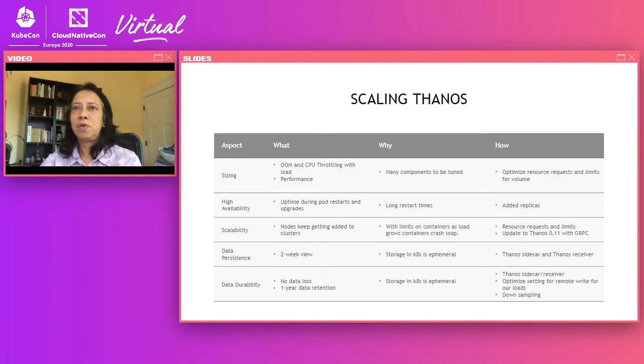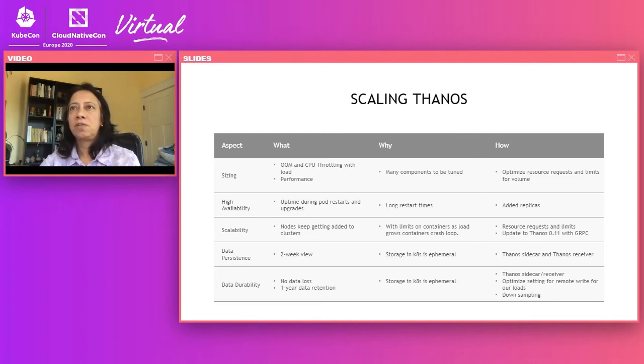HA was easily supported by Thanos by optimizing the replicas for the components as needed. For scale in Thanos Receiver, we had to move to the gRPC version. Thanos helped us solve the issue of data durability and data persistence. Data in a Kubernetes cluster is ephemeral.